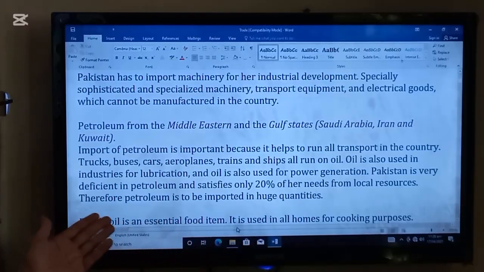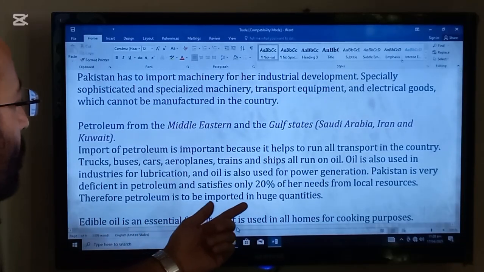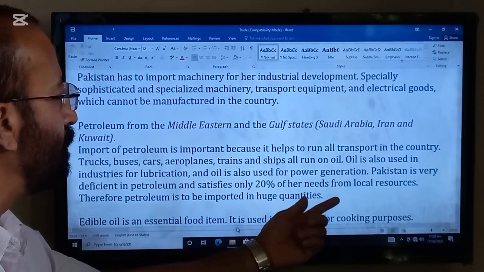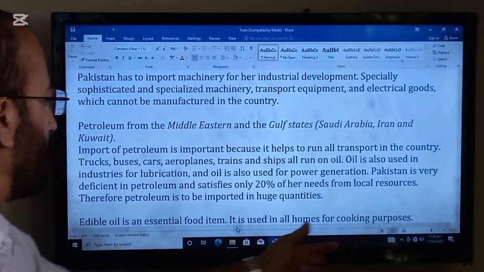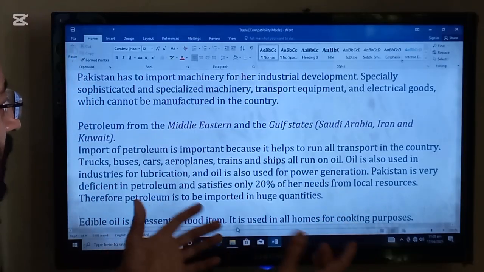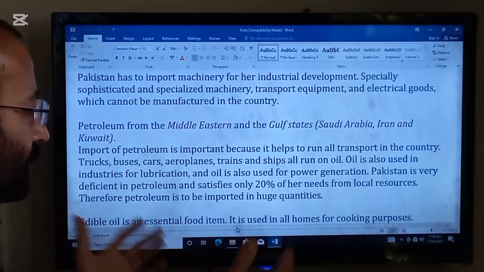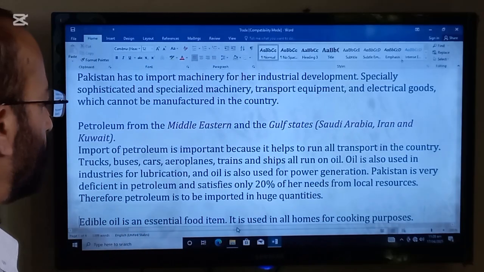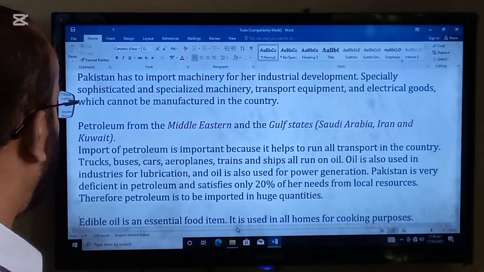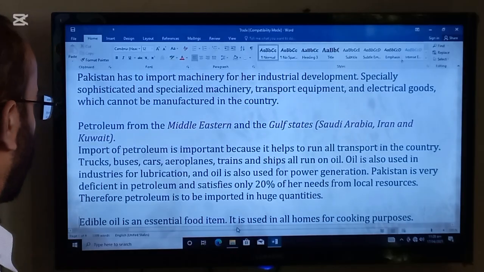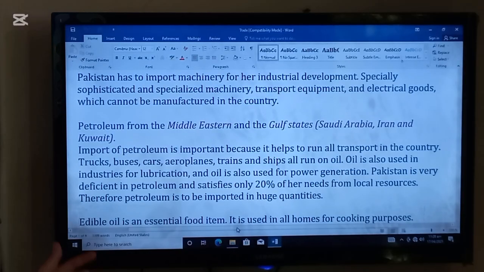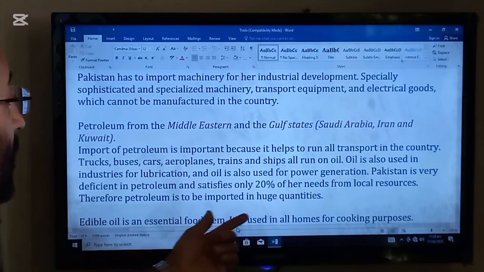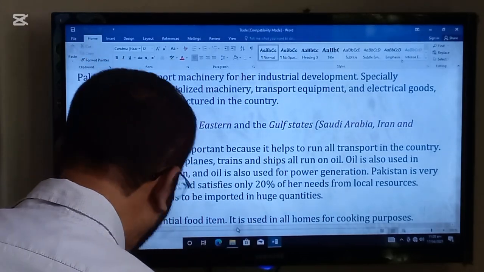Pakistan is very deficient in petroleum and satisfies only 20% of our needs from local resources. So this is the reason we are importing a huge amount of petroleum products from Gulf states and East Arab states. Therefore, petroleum is to be imported in huge quantities.